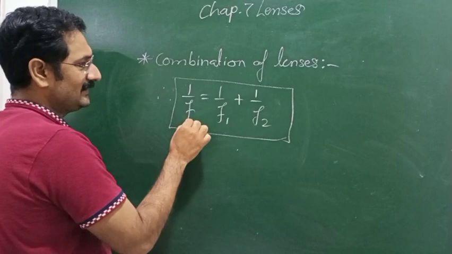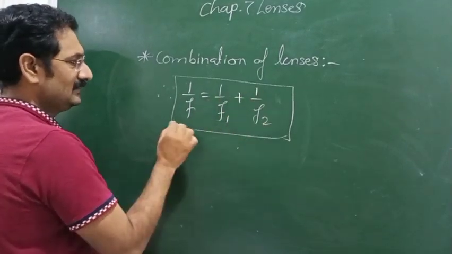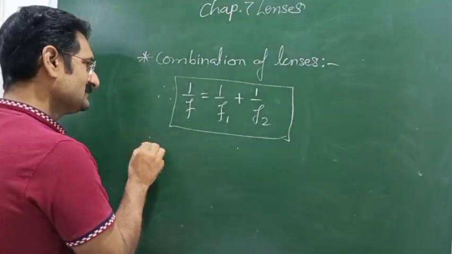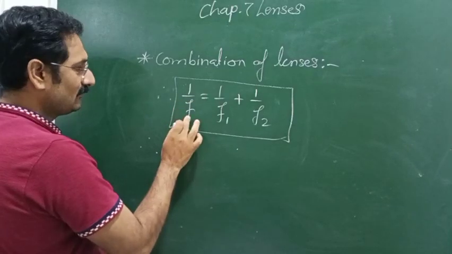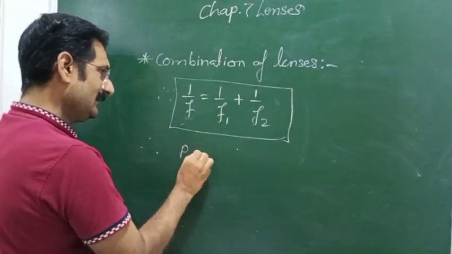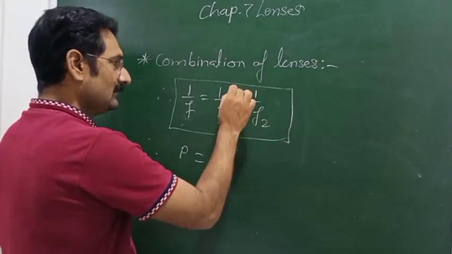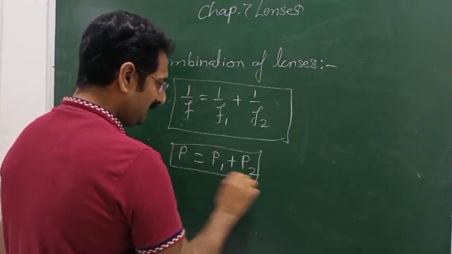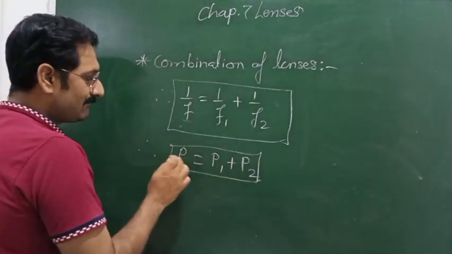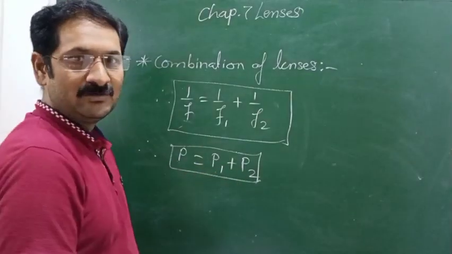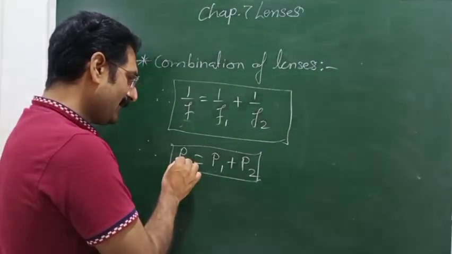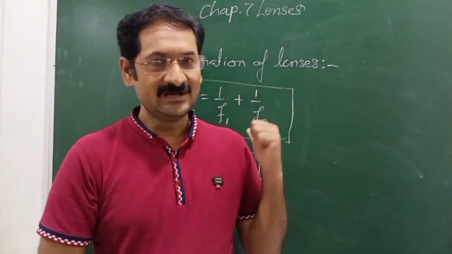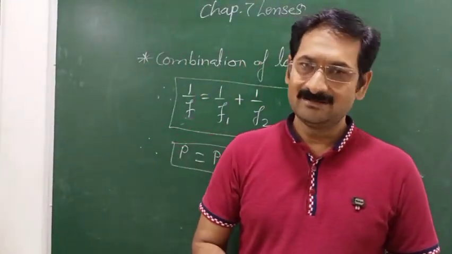So this formula, 1 upon f is equal to 1 upon f1 plus 1 upon f2, is called the formula for the combination of lenses. If here we consider 1 upon f, according to the formula of power of lens, 1 upon f means p, and 1 upon f1 is p1, plus 1 upon f2 is p2. So p is equal to p1 plus p2. This is the formula for the combined power of lenses p1 and p2, where p is the resultant power of the lenses p1 and p2. So friends, in this way we study the combination of lenses.